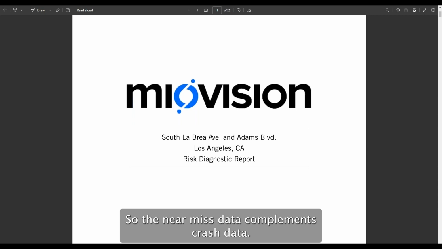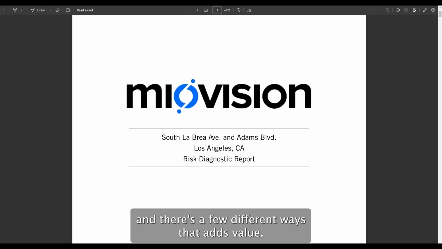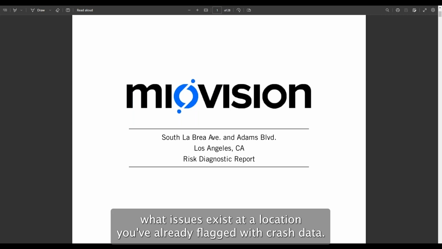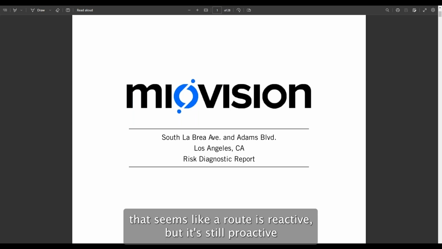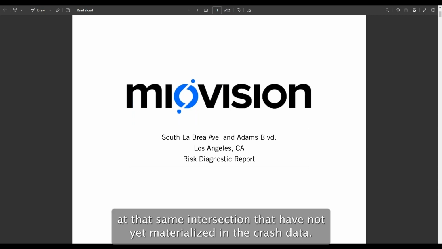So the near miss data complements crash data. Crash data definitely shows us stuff, and there are a few different ways near miss data adds value. One is to confirm and clarify with precision what issues exist at a location you've already flagged with crash data. That seems reactive, but it's still proactive, because it's uncovering the other issues at that same intersection that have not yet materialized in the crash data.